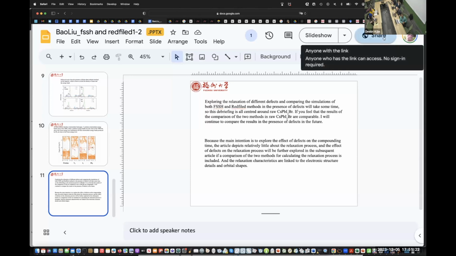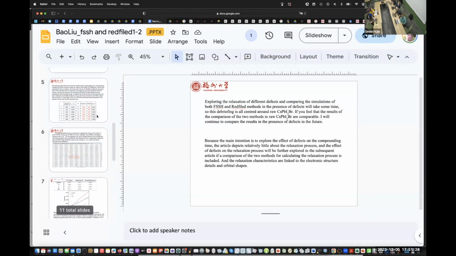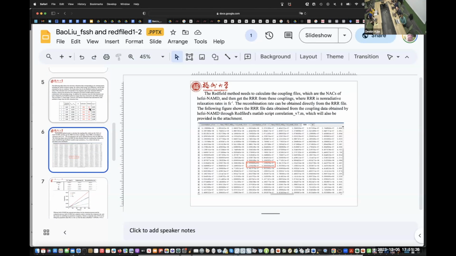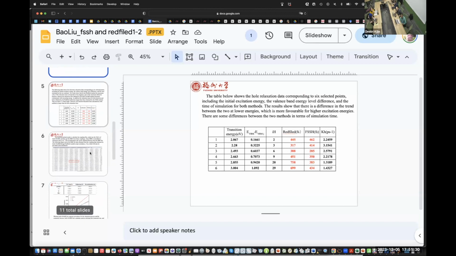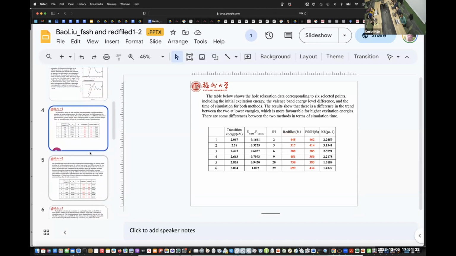We go back to the table. Now you show the right view. Yes, the first one. So what are the red colors? Red numbers are relaxation time.